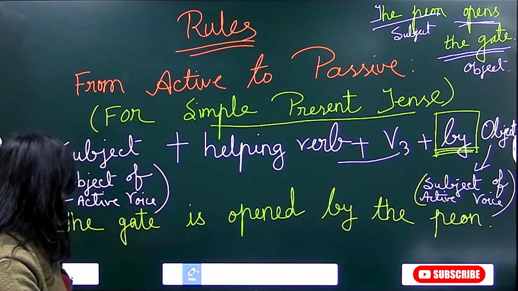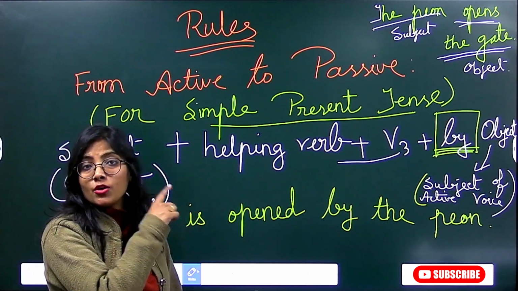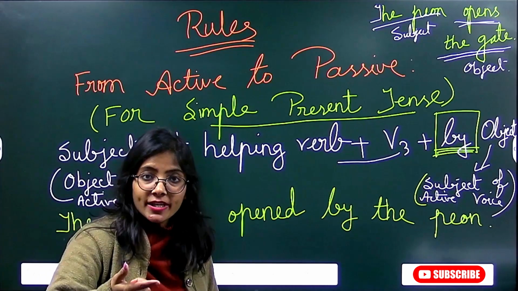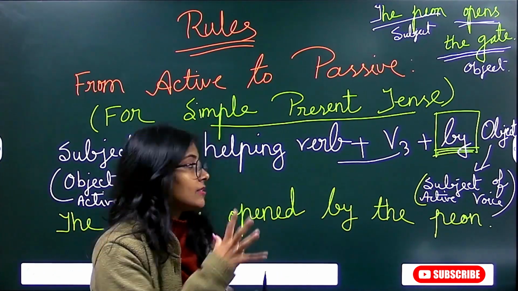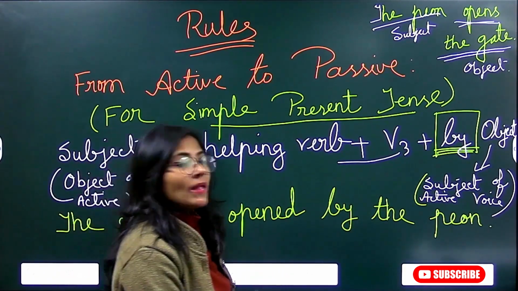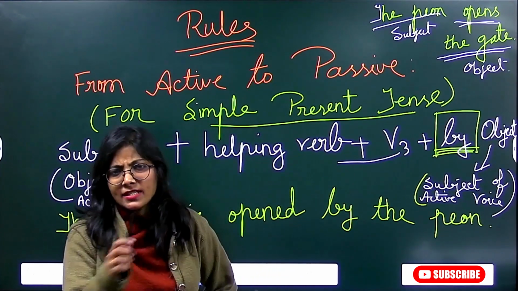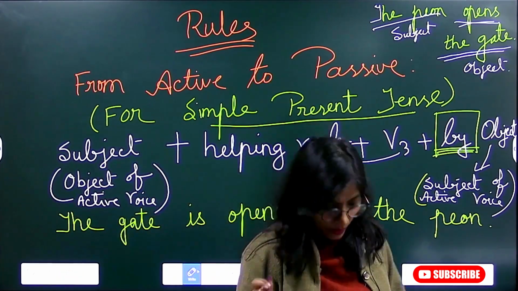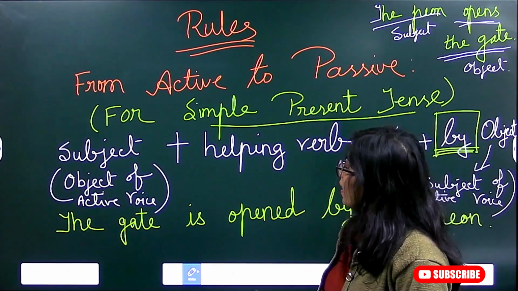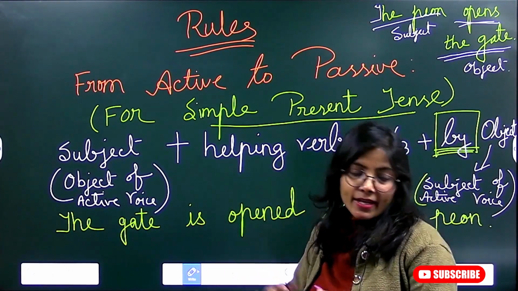So it's better if you just write down this particular rule, because whenever you are changing it, you have to remember this rule and you have to do it. Okay, so I will write another sentence in the same way, in simple present tense. I'll give you one more sentence. Let me just rub out this particular sentence, then I can write down another one.